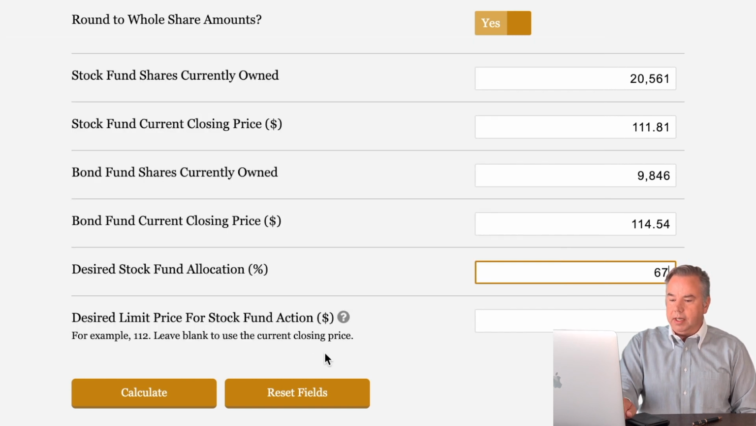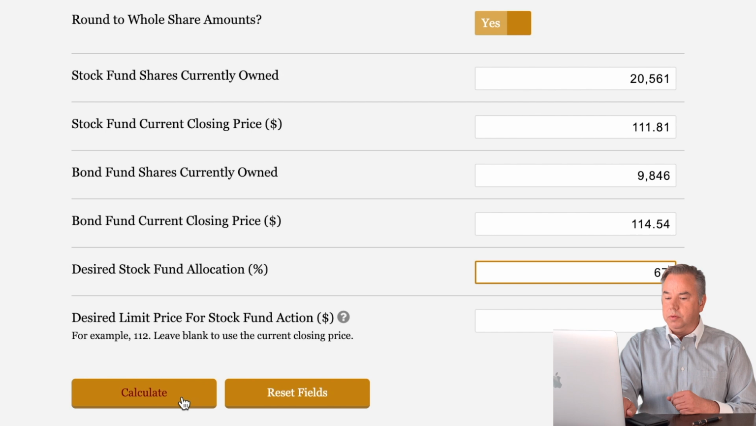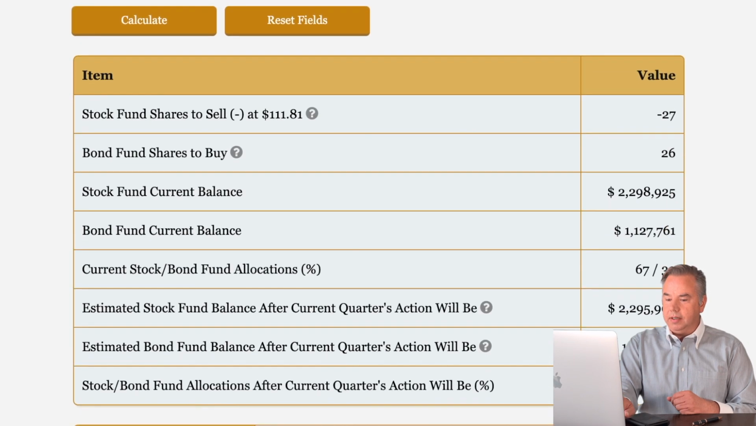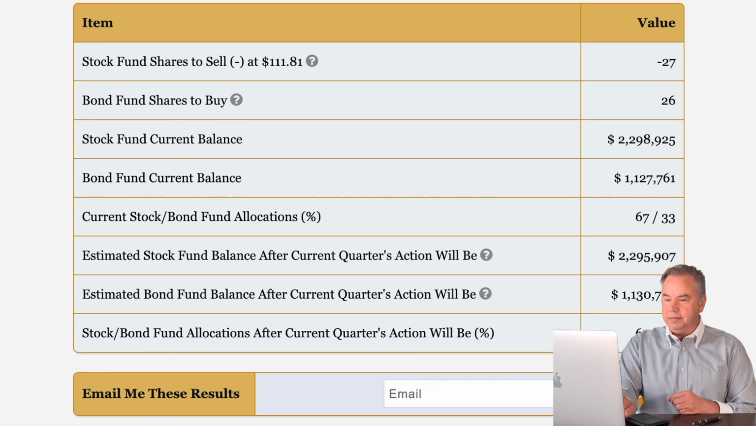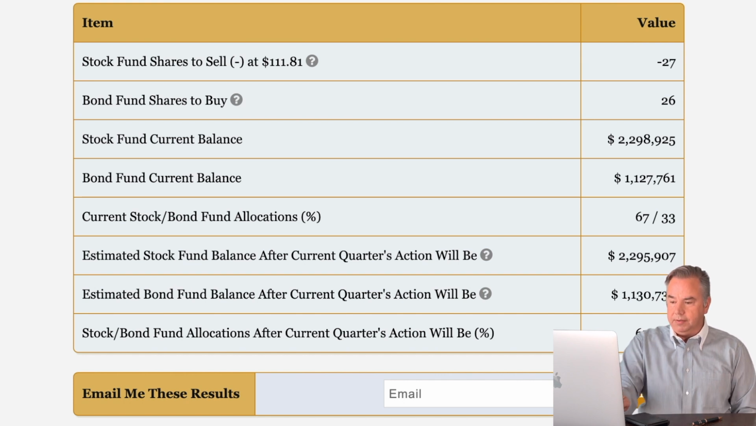We're not going to go with any kind of desired limit price for this. We're just going to calculate. Boom. What do we need to do? Scroll down here, and there it is. According to this, you are going to need to sell 27 shares of your stock fund at that price, $111.81. And with the proceeds from that sale, you'll buy 26 shares of your bond fund.